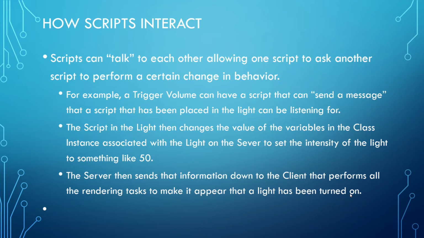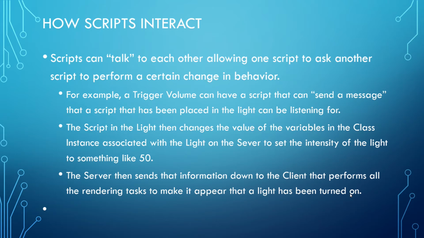So one script can ask another script to perform a certain change in behavior. For example, a trigger volume can have a script that sends a message when the avatar collides with it, and the light can have another script in it that's listening for that message. When it sees that message, it can change the values of the properties or variables in that class instance we talked about on the server and change the way the light behaves, from a different intensity or different color or whatever.